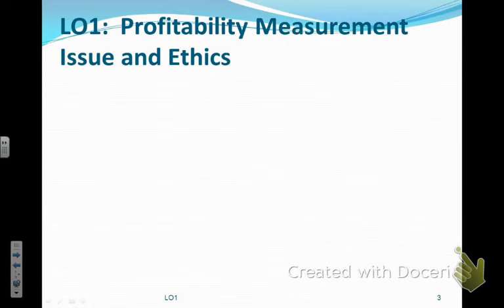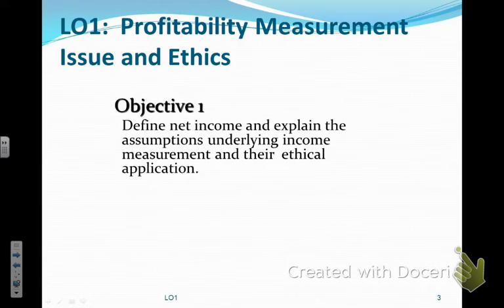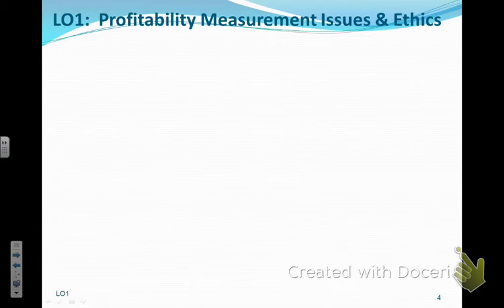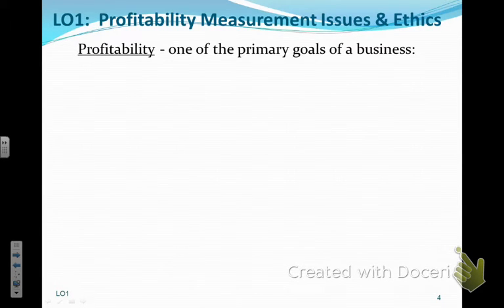So let's first start by moving to Objective 1, defining income, net income, and explaining the underlying assumptions relating to the measurement of income and its ethical applications. As we mentioned in Chapter 1, there are 2 goals of businesses, profitability and liquidity. The focus of this chapter is the goal of profitability, which is really what communicates the apparent success or failure of a business. To survive, a business must earn profits, at least on a fairly frequent basis.